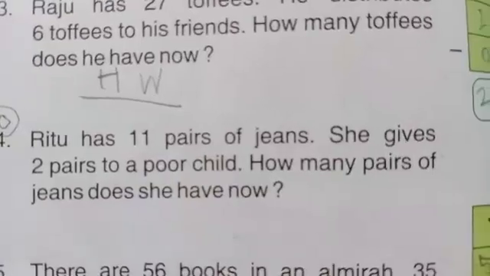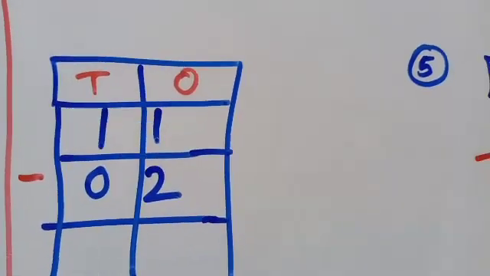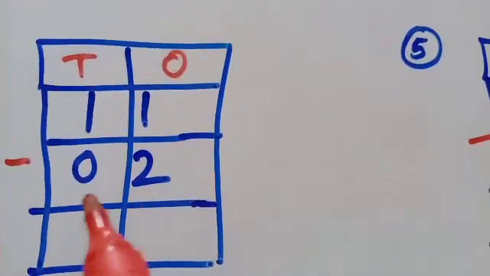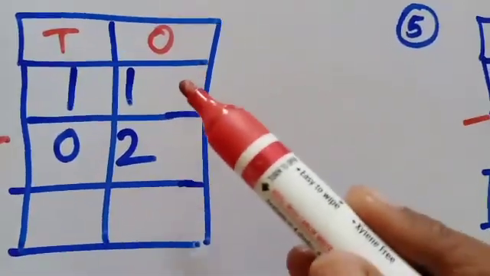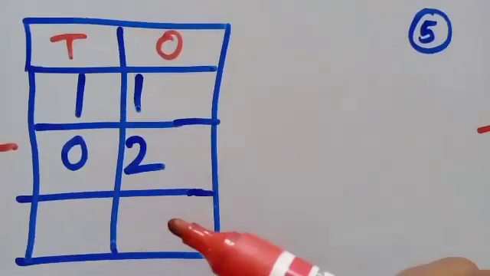Okay, let's calculate. So how do we have to write this? 11 minus 2. So here, 1 minus 2. Is it possible, children?